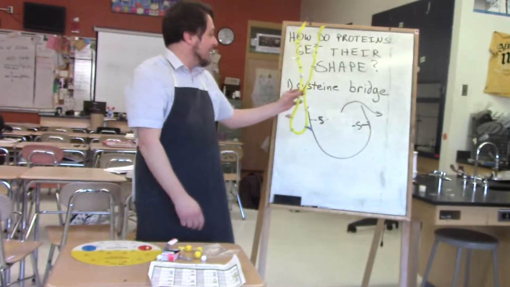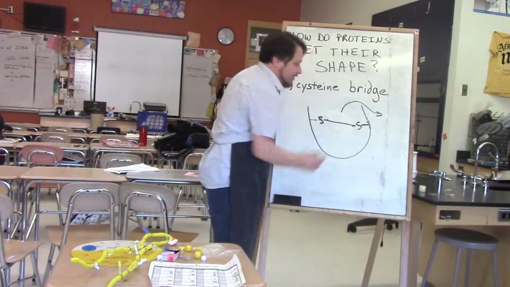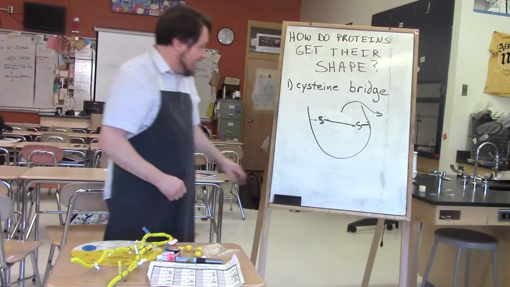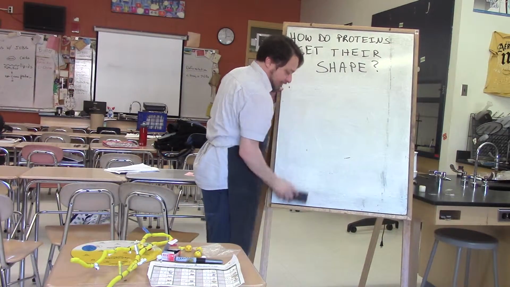So, okay, that's one level, the cysteine bridge, where the sulfurs connect to each other, and that creates one level of protein structure. The next one is acid-base interactions.